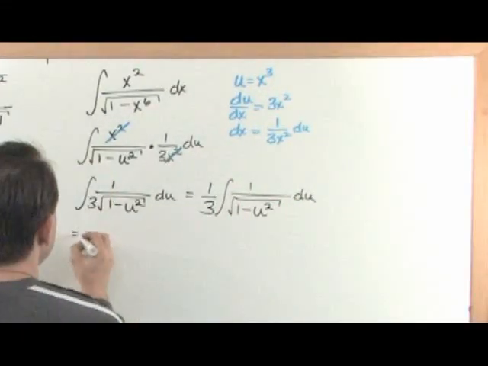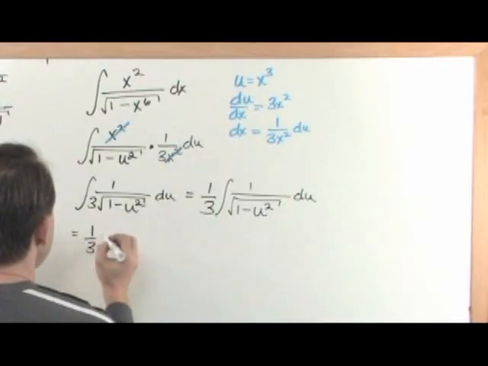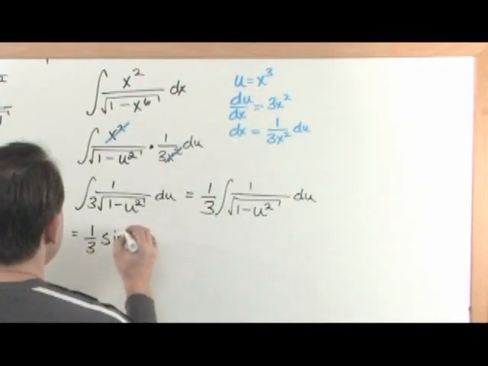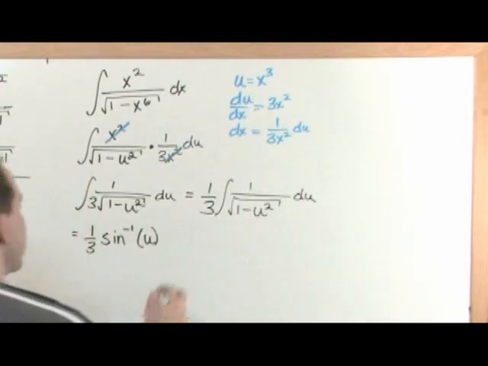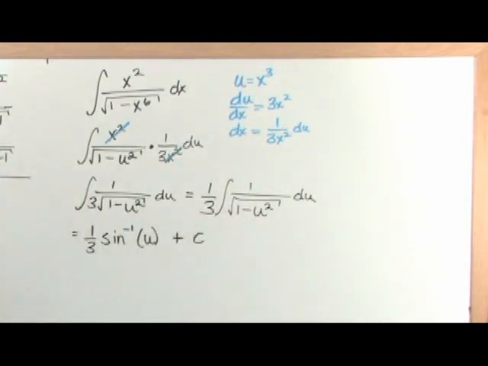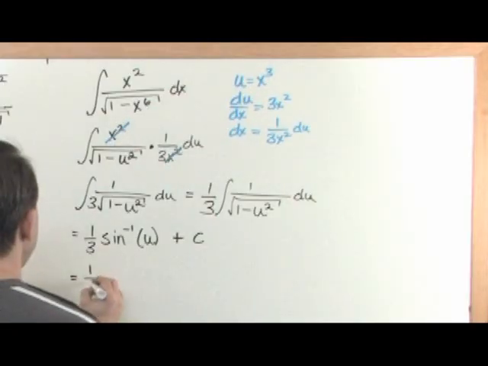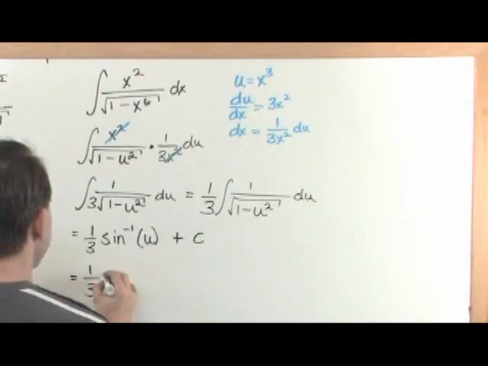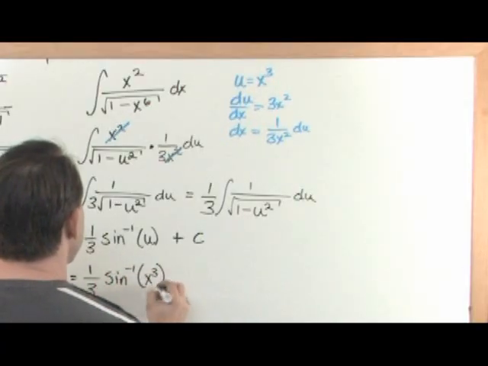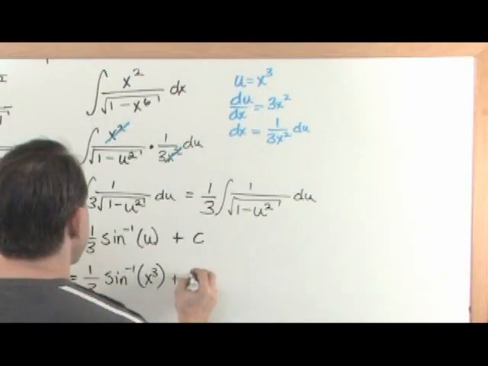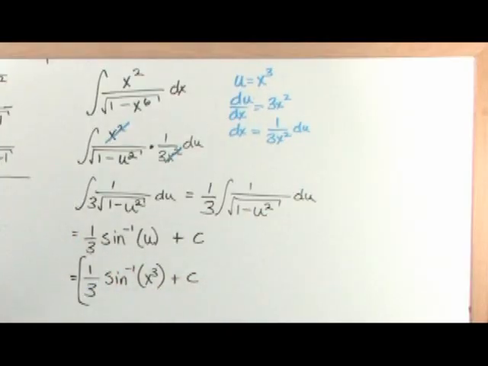So this is going to equal 1/3 times the arc sine, or the inverse sine, of u, because this is in terms of u, plus a constant, because this is an indefinite integral. You always have to add your constant, and then you just plug back in what you had for u, just like we always do for substitution. So it's the inverse sine of x cubed, because that's what u is equal to, plus a constant. This is what the integral is equal to.